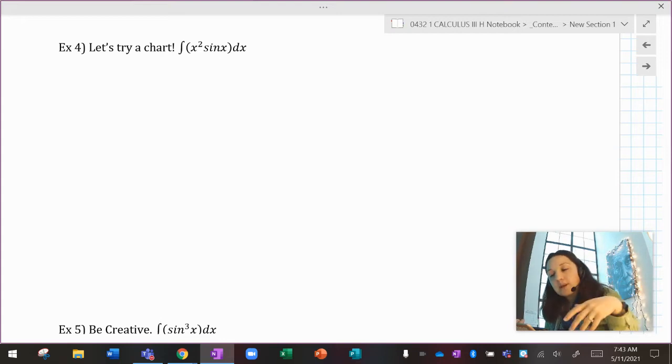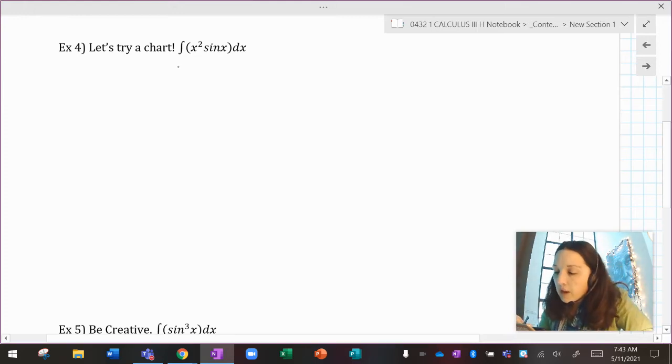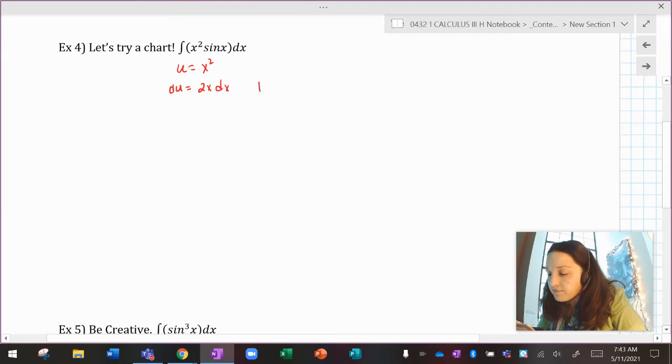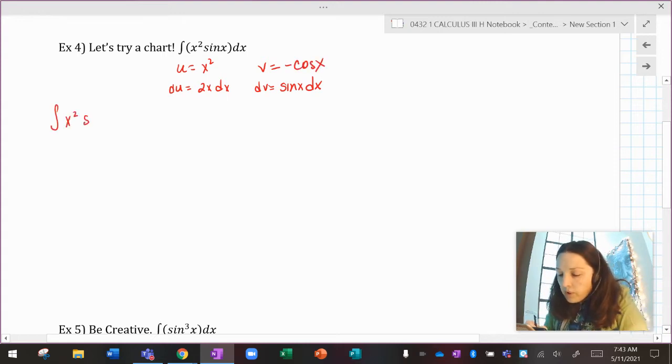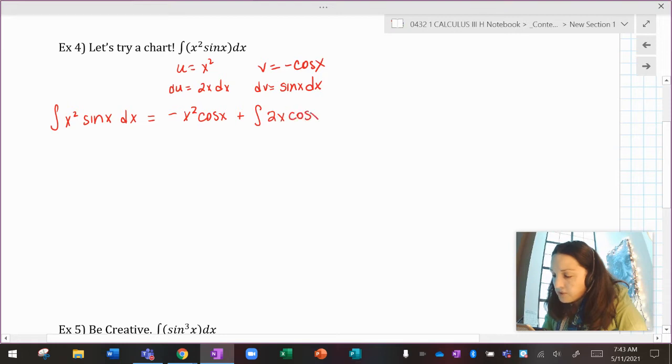All right, so there's a product, x squared sine x. I don't know the antiderivative of x squared sine x, so I say, all right, well, LIATE, no logs, no inverse trig, algebraic, I got that. So u is going to be x squared. du is going to be 2x dx. dv is going to be sine x dx, making v negative cosine x. So the integral of x squared sine x, u times dv, equals u times v minus the integral of v du. So I'm actually going to make that plus 2x cosine x dx.